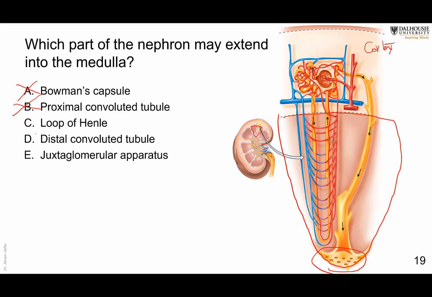the distal convoluted tubule is also present in the cortex, and so is the juxtaglomerular apparatus, where the afferent arteriole of the glomerulus comes very close to the ascending limb or the distal convoluted tubule to form the juxtaglomerular apparatus, and both these are present in the cortex. It's only the loop of Henle with its descending and ascending limbs that are mainly present in the medulla, which is formed by the medullary pyramids.